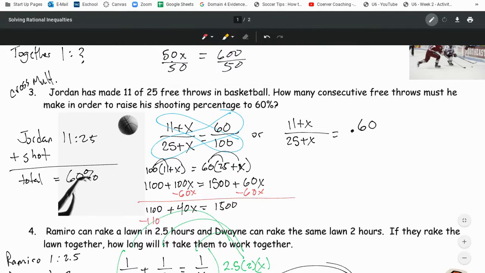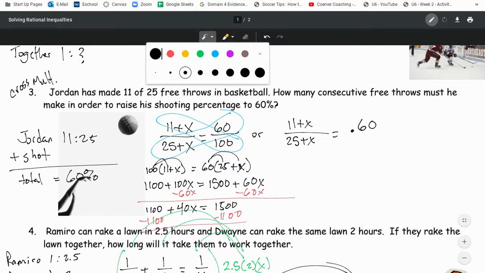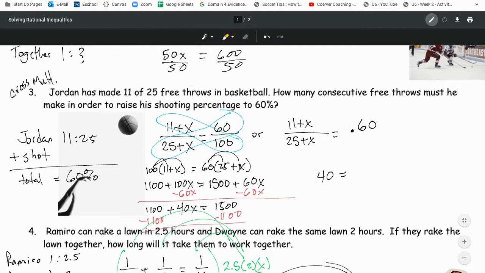I'm going to subtract 1100. That gives me 40x is equal to 400. I divide by 40. x is equal to 10. So he would need to make 10 consecutive free throws in order to reach his goal of 60%.